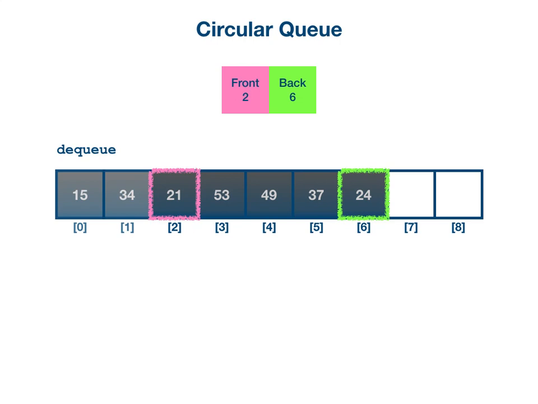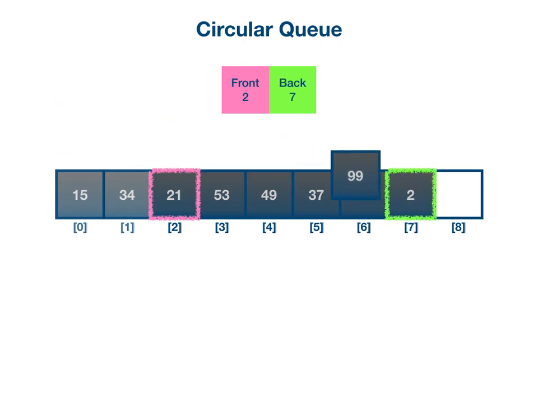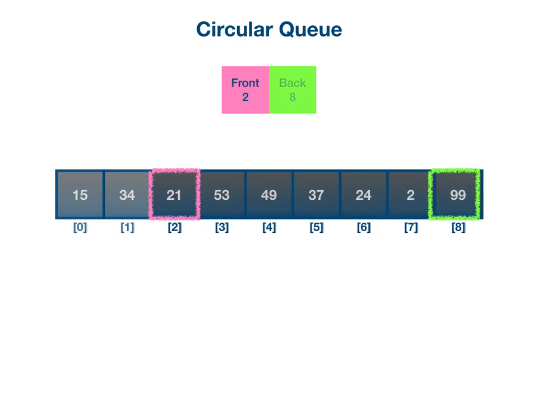Now, consider this scenario. Suppose I want to add 3 more values to the queue. Okay, I add the value 2, add the value 99, and now I want to add 74. However, we're already at the back of the array.